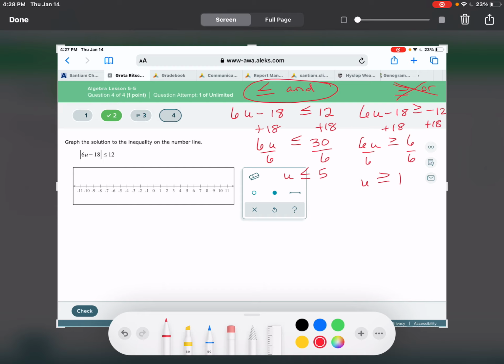Okay, u is less than or equal to 5. And u is greater than or equal to 1. And you can see that where this one might have gone on forever like that, and this one might have gone forever like that, they overlap in the middle. That's why it's an and, so that should be fine. I should be able to choose a number like 2 and plug it in. The absolute value of 6 times 2 minus 18 is less than or equal to 12. 12 minus 18 is negative 6, but the absolute value of that is 6, which is less than or equal to 12. Yes, check. All right.